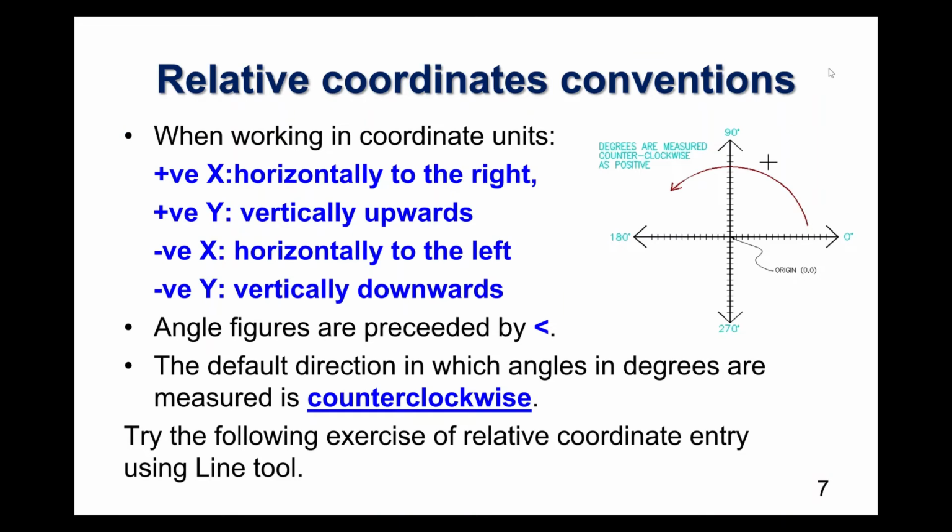When working in coordinate units, the positive x value will move horizontally to the right. A positive y value will move vertically upwards. If you have a negative x value, it will move horizontally to the left, while a negative y value moves vertically downwards. All angles are preceded by the angle symbol, and the default direction in which angles in degrees are measured is counterclockwise.